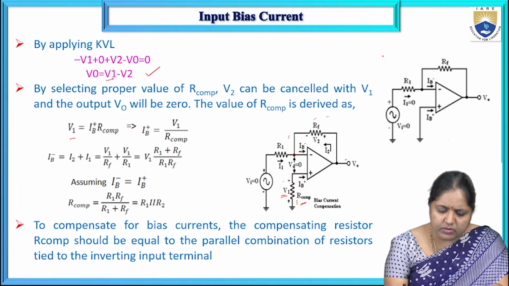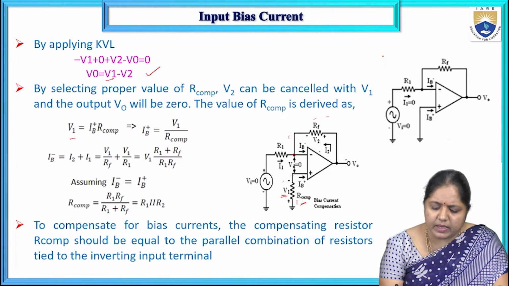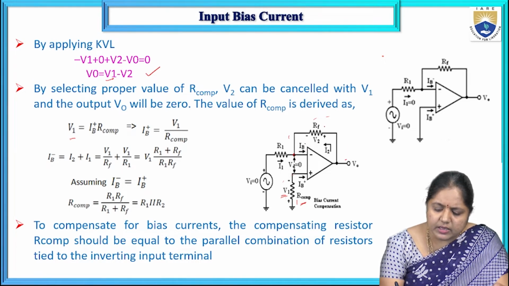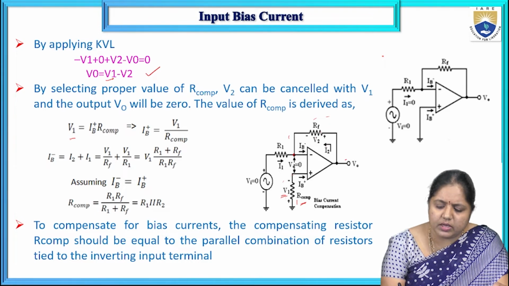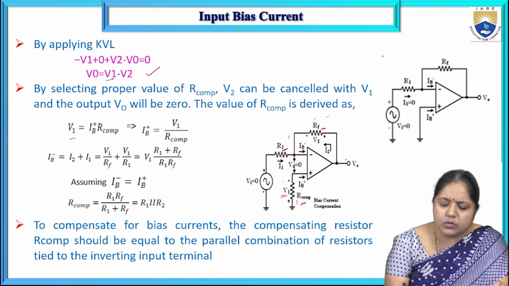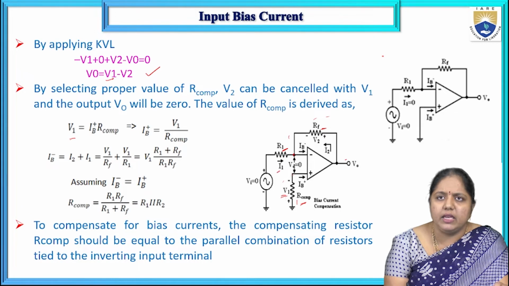Later I need to find the IB minus value. Here, what is the value of IB minus? If I look at the current passing through the feedback resistor RF and the current passing through the resistor R1, which is I1 here.